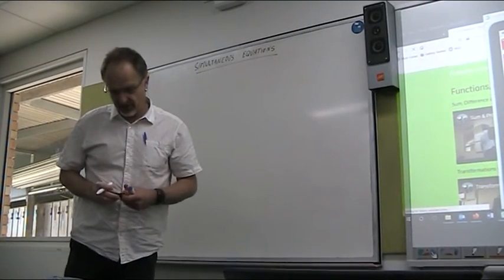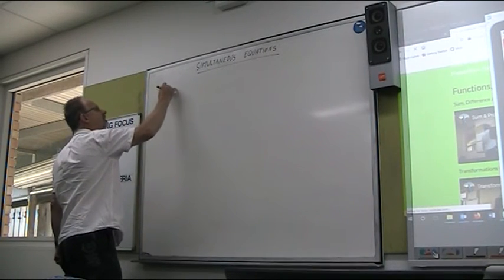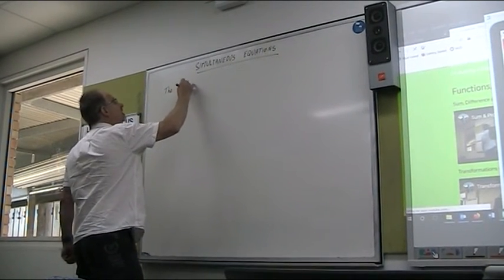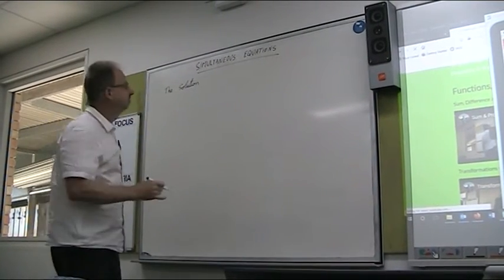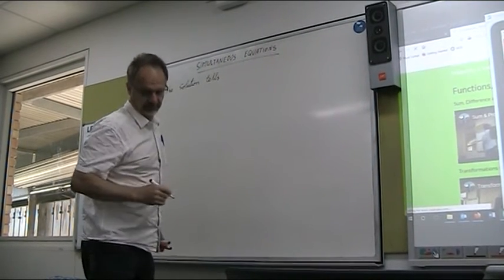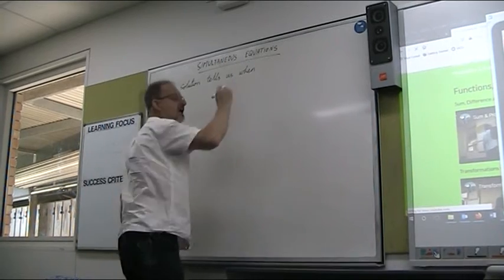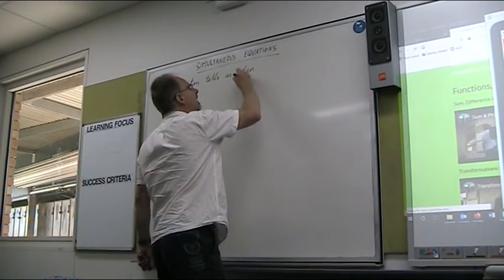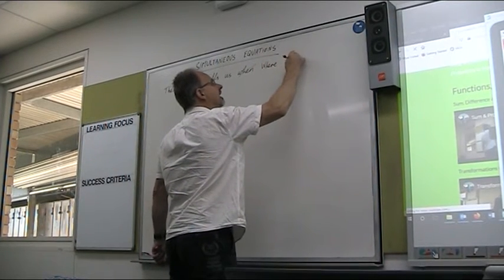Alright, simultaneous equations. So the solution of simultaneous equations tells us what? What does the solution to simultaneous equations tell us? That there are multiple answers. I don't know, sorry. It tells us when, or I should say, where lines intersect. Correct.